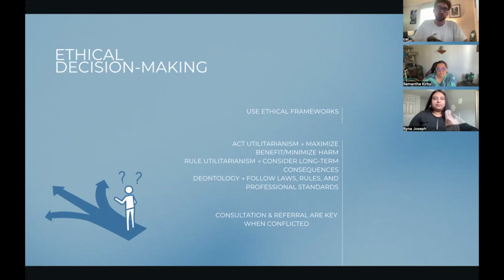And then you also have rule utilitarianism, which is still utilitarianism. The main goal is to do everything for the greater good, but it has more of an emphasis on the long-term consequences of your actions. And then finally, we have deontology, which is more of an emphasis on following laws, rules, and these professional standards, because they support our industry and they're kind of the guardrails that we work within. And additionally, in all ethical dilemmas, consultation and referral are key when you're feeling conflicted. It's always good to get more people in to help.